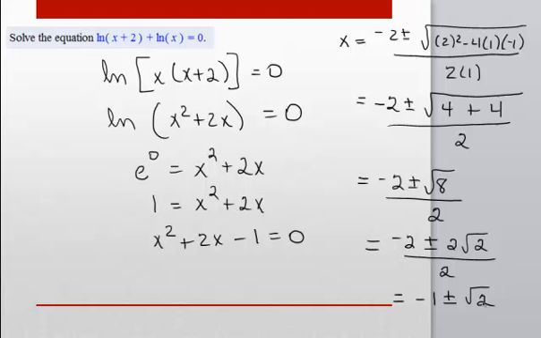Okay, so we have negative 1 plus the square root of 2 and negative 1 minus the square root of 2. Plug both of these in your calculator and you'll find out that negative 1 minus the square root of 2 is a negative number. And if you put a negative number here, it won't work. So that means the only solution is x equals negative 1 plus the square root of 2.